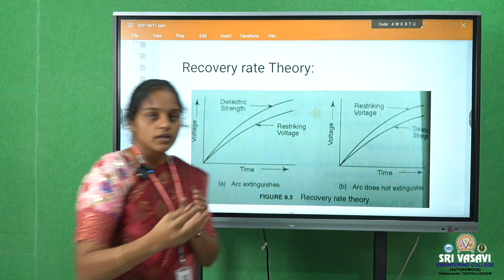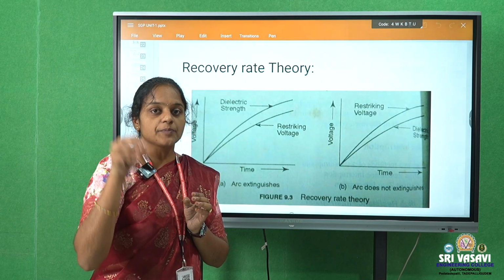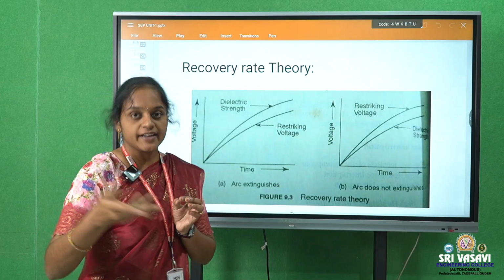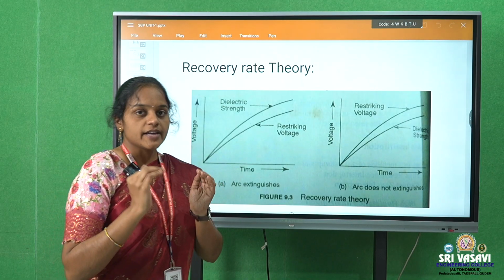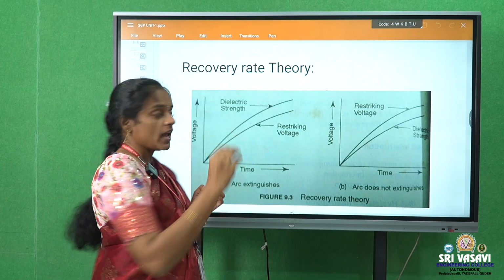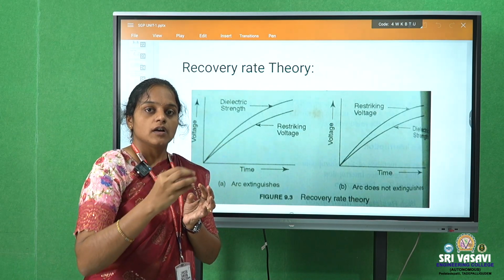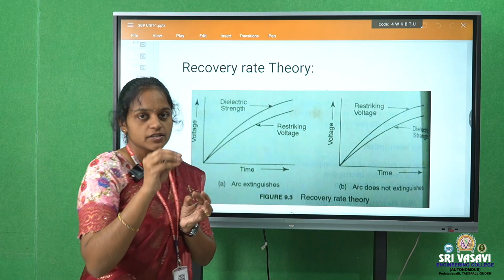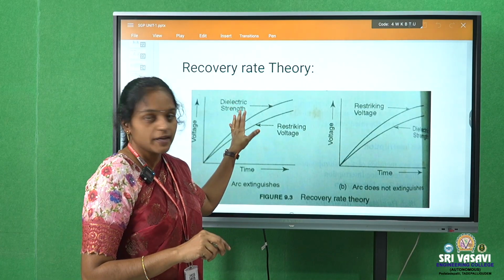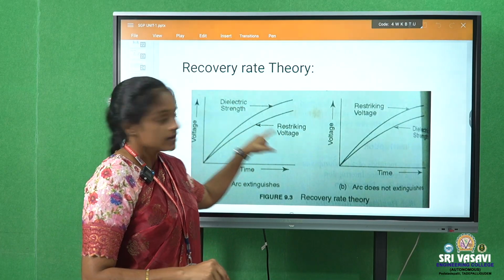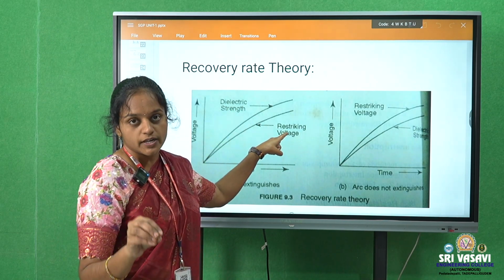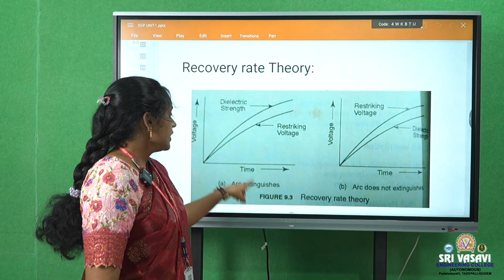But for this, we have to produce some dielectric material between the two contacts which has high dielectric strength, because whenever the dielectric strength of the medium increases, the electrons and ions are removed from the air, then deionization takes place. So the dielectric strength should be higher than the restriking voltage. The rate at which the dielectric strength of the material rises should be higher than the rate of the restriking voltage. At that time only we can interrupt the arc.